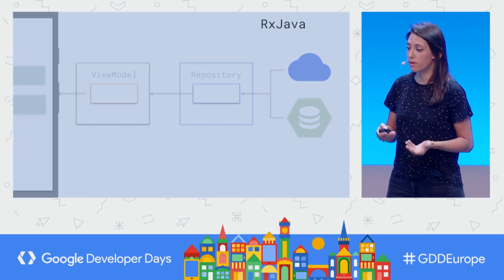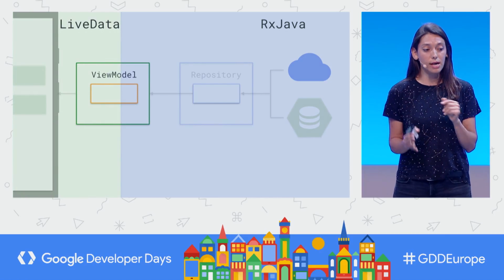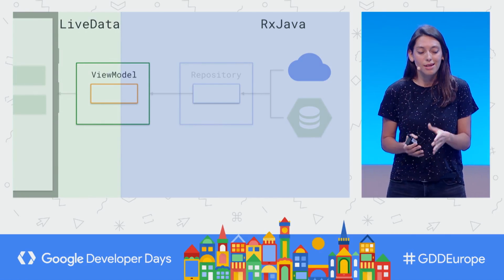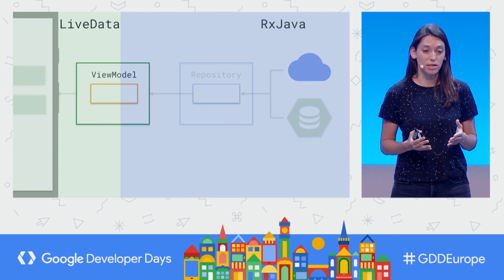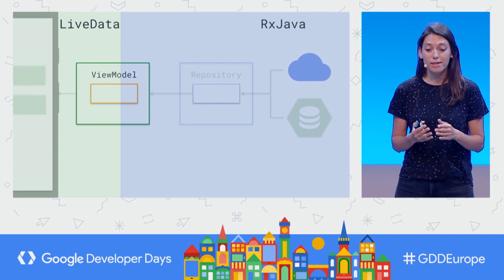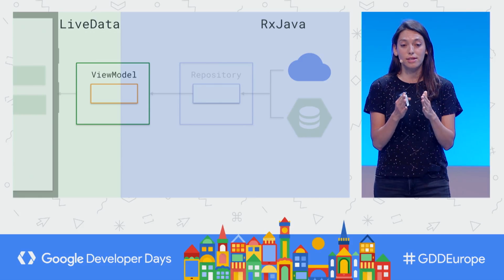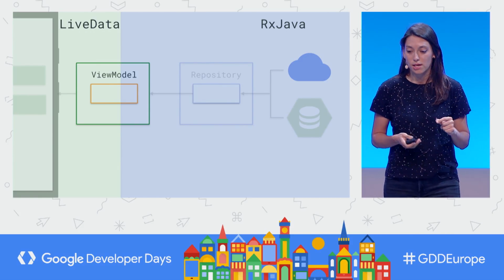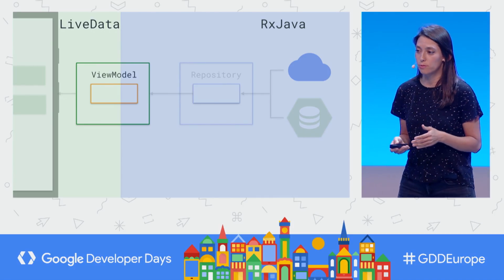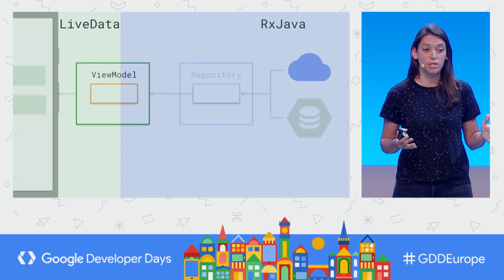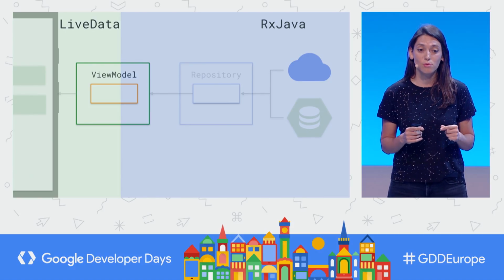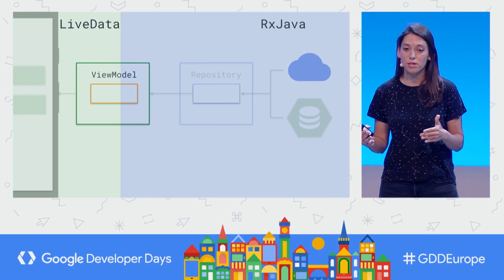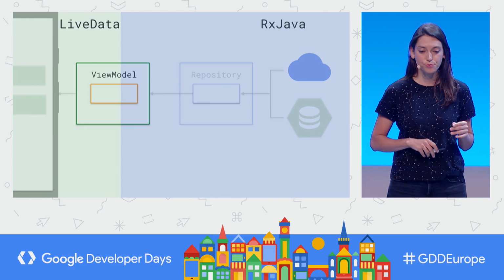So one way you could do this is split the responsibility. Live data was made for the UI, so you could leverage that and let the live data handle the connection between the view model and your activities or fragments. You could use a composite disposable where you keep your subscriptions to the RxJava, and then in the view model on clear, you just clear those disposables.